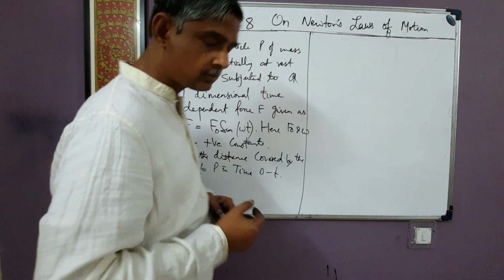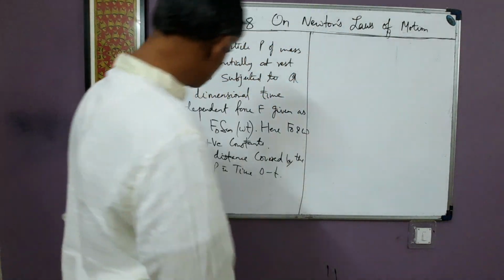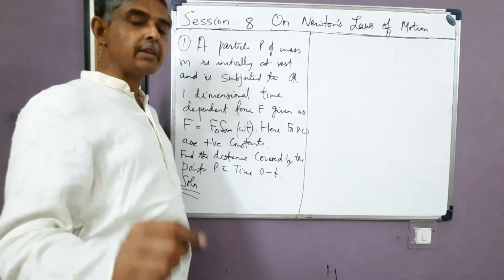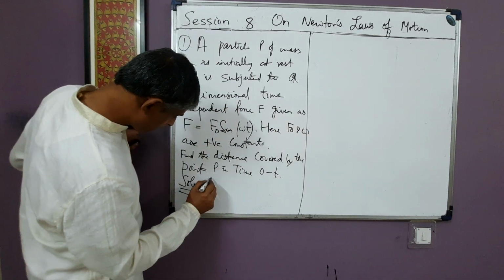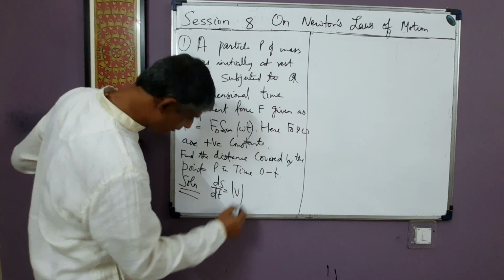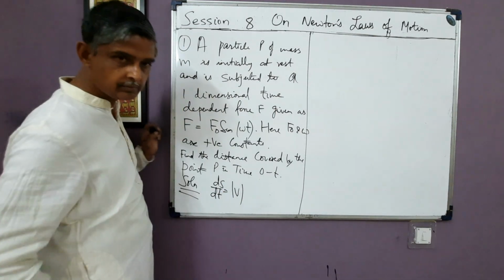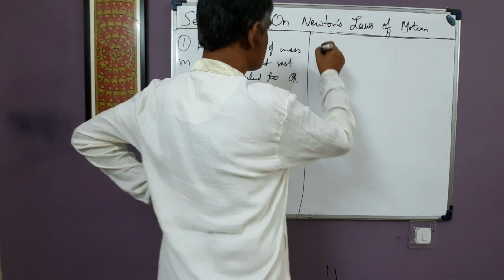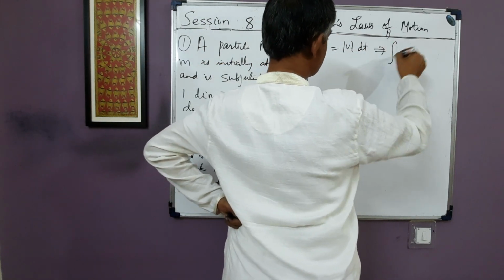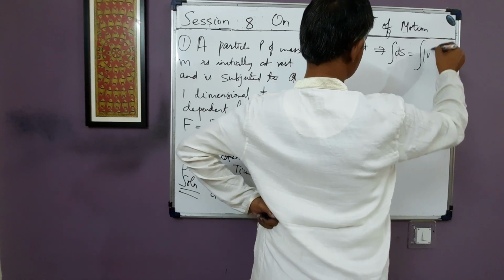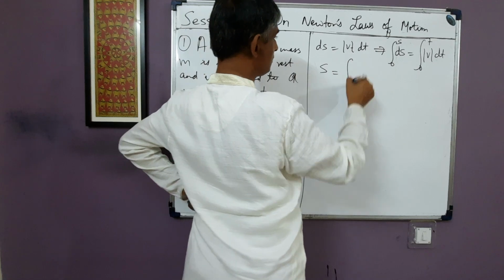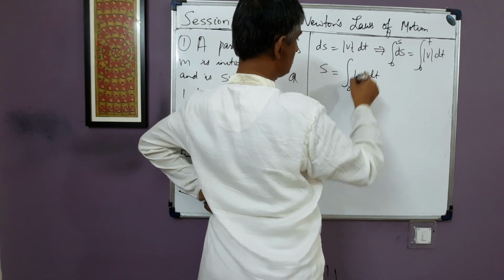Now how do we proceed to solve this question? See, we have been asked to find the distance. Now we know very well that when speed is integrated with respect to time, we get distance. So we know that ds by dt is the instantaneous speed, that is just the mod of v. This v means velocity, this means modulus, magnitude of velocity is speed. So ds becomes mod v dt. So integrate this equation on both sides. Integral of ds from 0 to s, s is equal to integral of mod v dt from 0 to t.